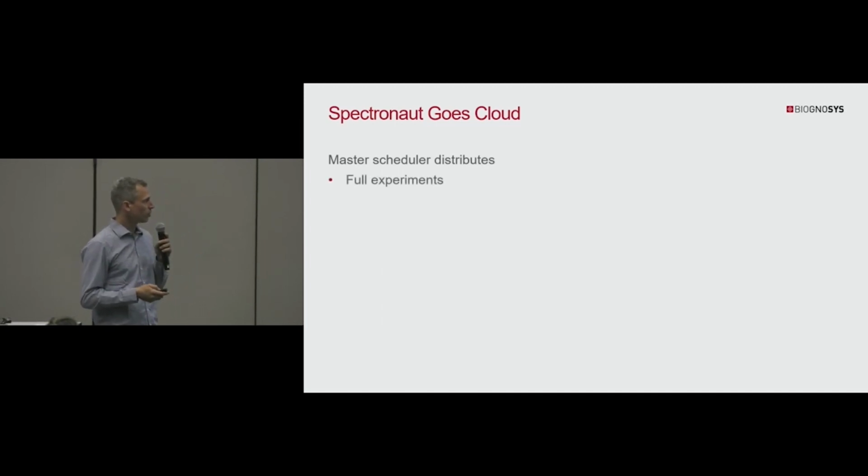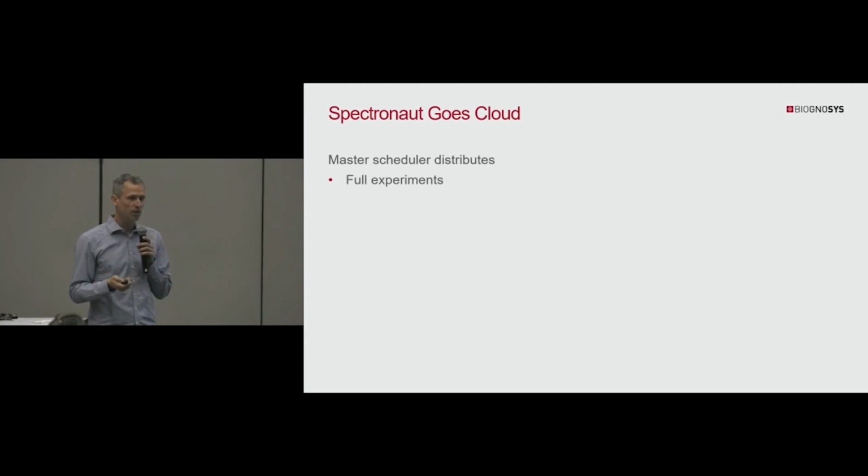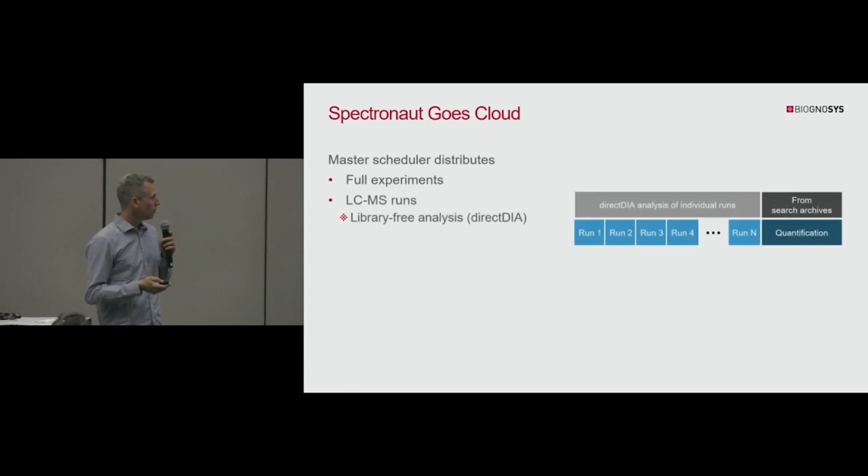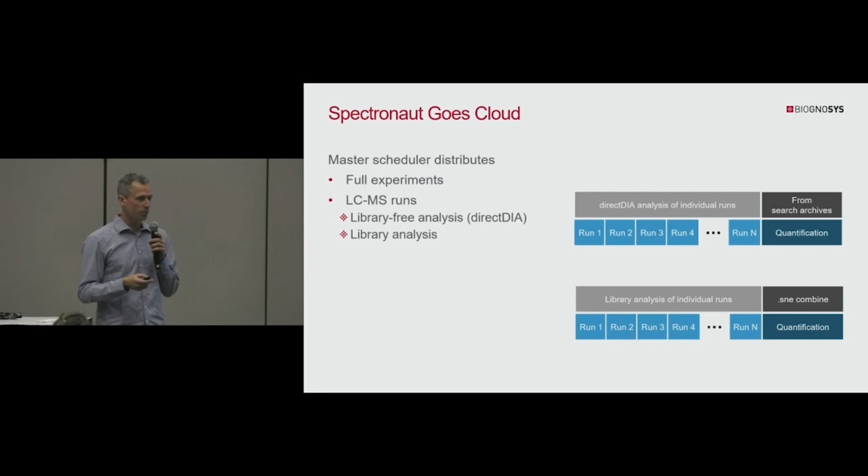So, let's first start with what this master scheduler can potentially distribute. You can potentially distribute full experiments in the cloud for analysis. That's the easiest because you have the least programming to do. But you can also distribute individual runs. If you have very large experiments and you want to scale up this processing, you can distribute individual runs, and you can do this either through direct DIA, so you can run direct DIA analysis on the different runs, or you can also run full library analysis on the different runs. And Spectronaut has tools that come with both of these ways to analyze the data.